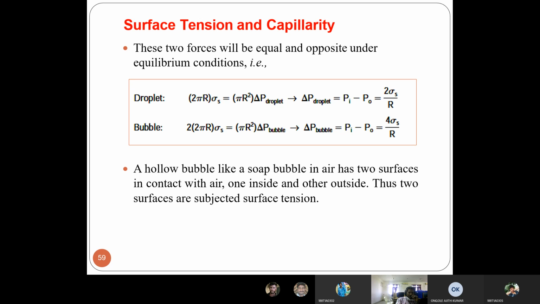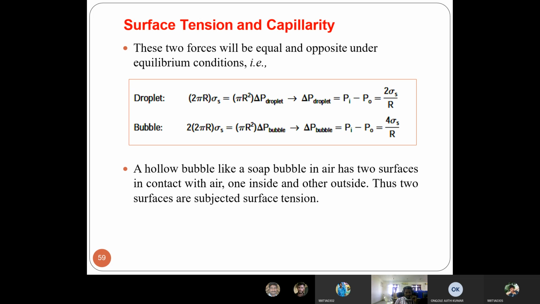And for the bubble, the tensile force is 2 into 2 pi r sigma s, which is equal to pi r square dp, the pressure difference for the bubble. Here 4 is there, and pi will get cancelled, r and r square will get cancelled. What is the remainder? 4 sigma s is equal to r into dp, the pressure difference. This pressure difference is equal to pi minus p naught, our inside pressure minus outside pressure, and it is 4 sigma s by r. Here we can consider it in diameter.